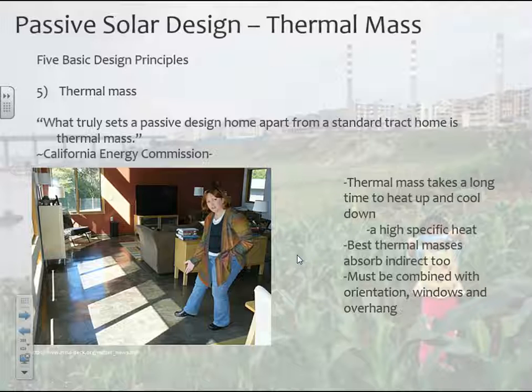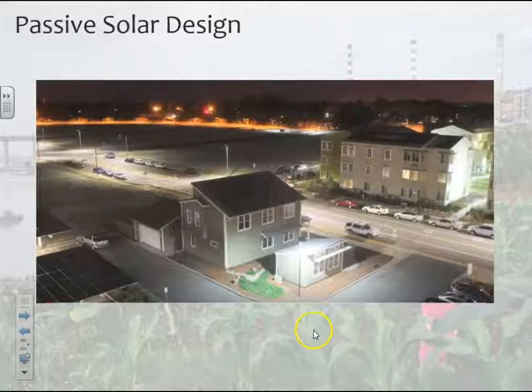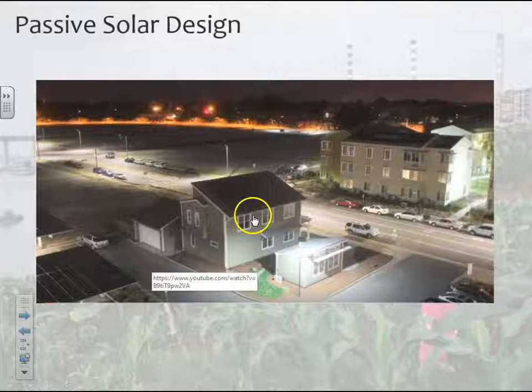It's not too difficult. Orientation is good, windows are good, insulation is good, but what really makes a nice efficient house is the thermal mass. Okay, so let's look at a video that combines a lot of these elements.